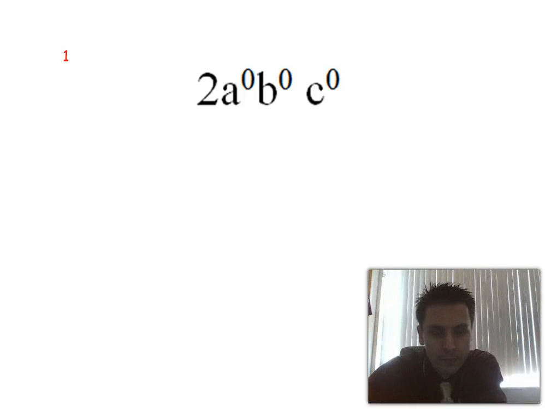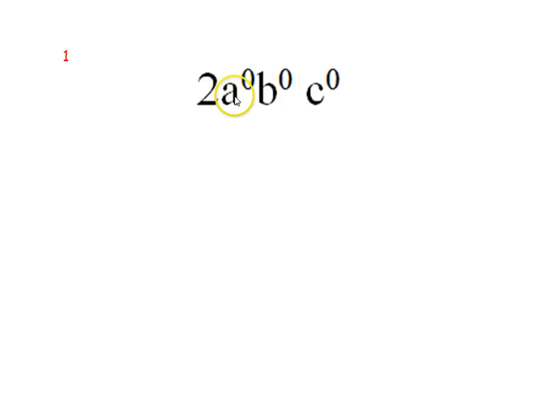All right, we're on problem number 1 from your Algebra chapter 8 practice test, where we have 2 times a to the 0 power times b to the 0 power times c to the 0 power. We have to simplify this, and we notice we have exponents of 0, and anything to the 0 power will always be 1. Anything.